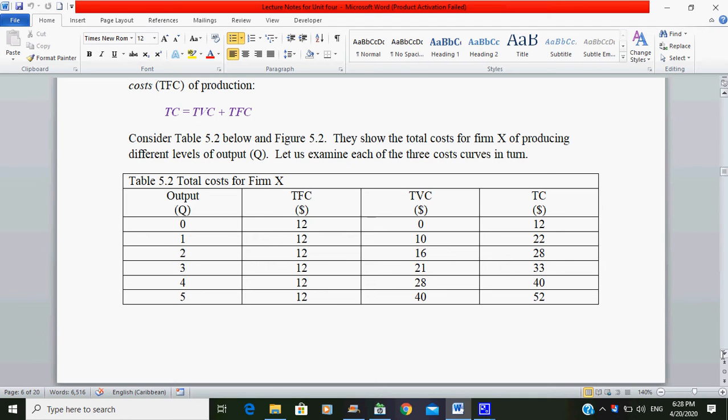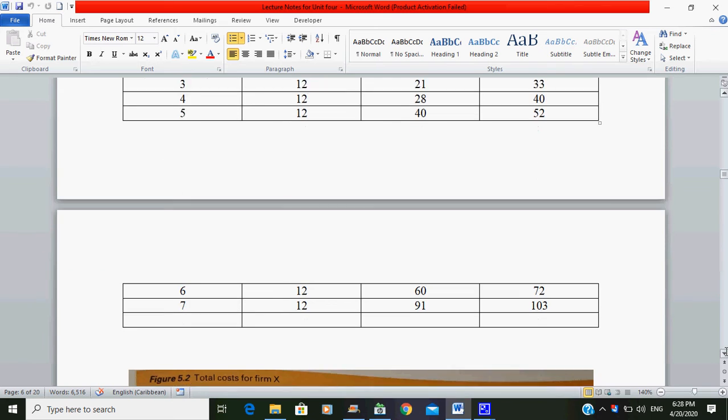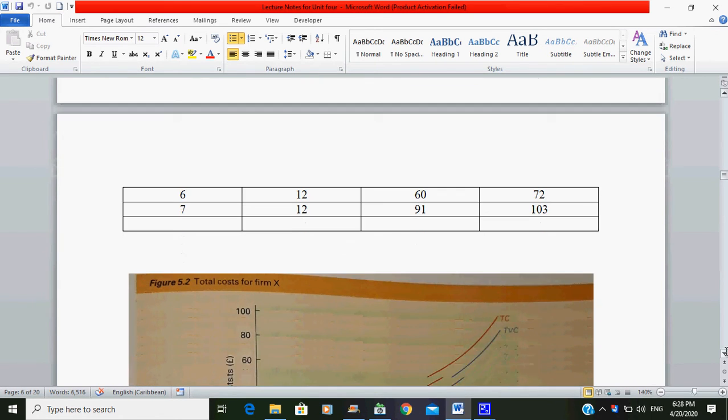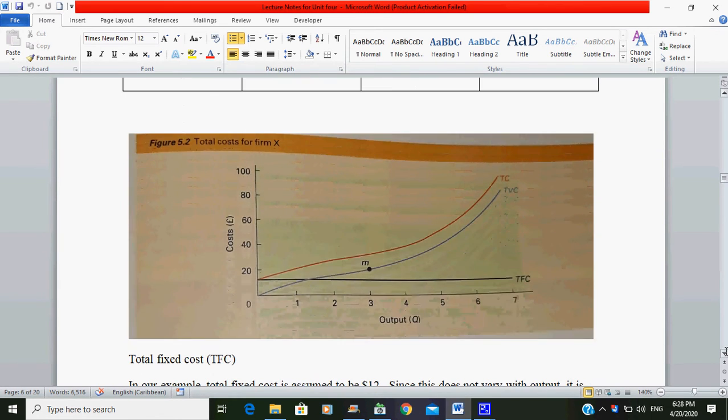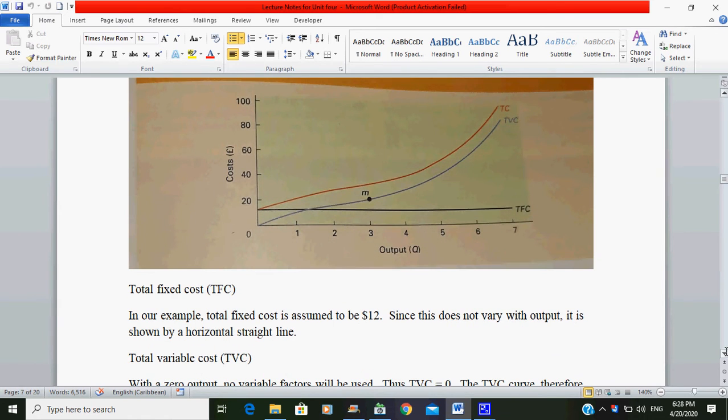So you have total fixed cost, and total variable cost. Total fixed cost is fixed, right? You can pause the video right here, please, and draw this diagram as well. Alright. Thank you.